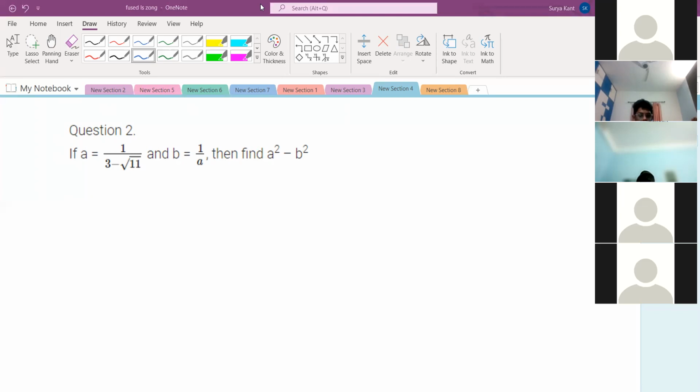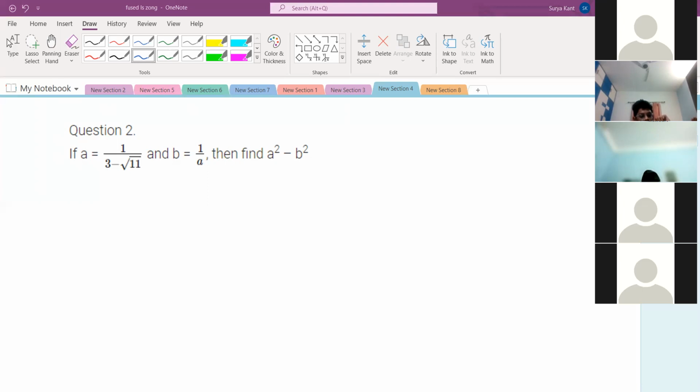Sir, I can do this, but then it will take too long. Like it is doable, I can do it, but it will take time. The first one, you rationalize. A, you rationalize. What do you get as the answer for A? 1 minute, I'll tell you. 3 plus root 11 divided by minus 2. That is correct. What are you getting for B?